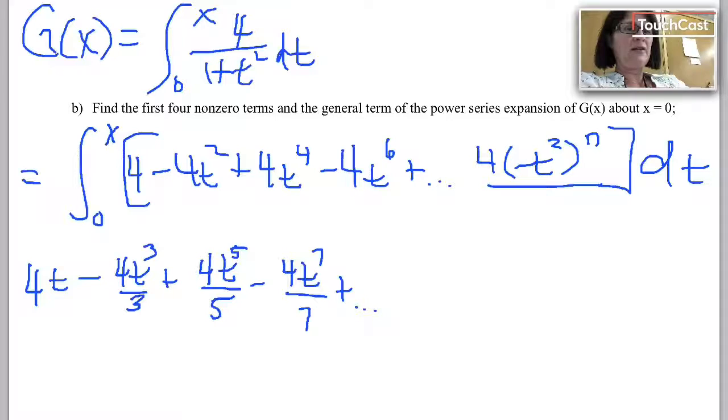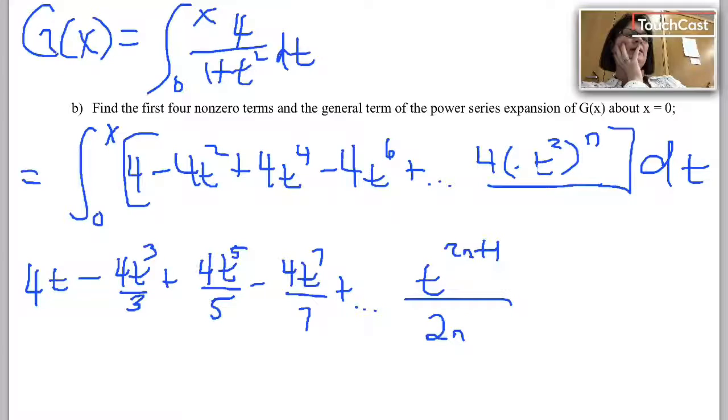So I should just clarify, I see it's a little sloppy the way it got written. That was a negative t inside the parentheses. So I have 4 times negative t to the 2n. So that's going to be t to the 2n plus 1. I'm going to divide by the new exponent, 2n plus 1. And I'm going to need the 4. And my terms are changing sign.